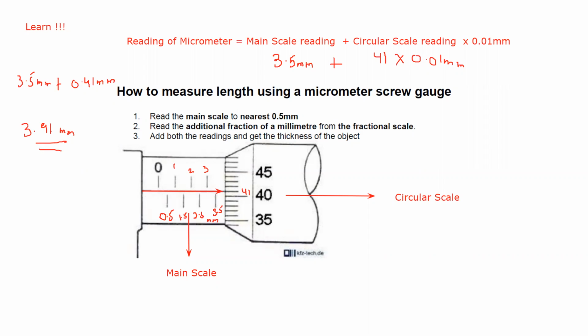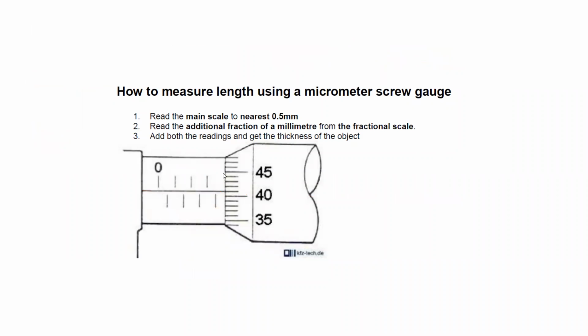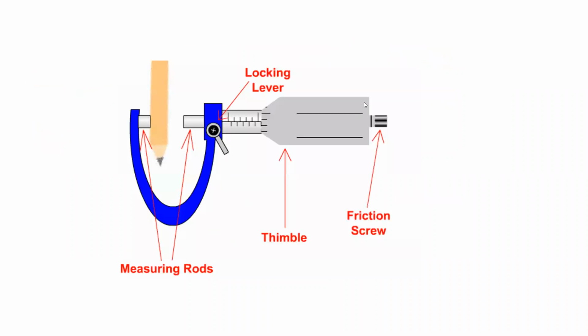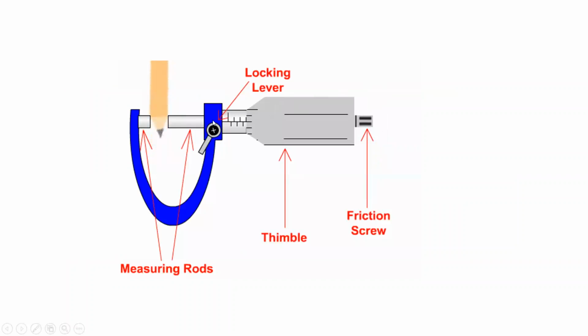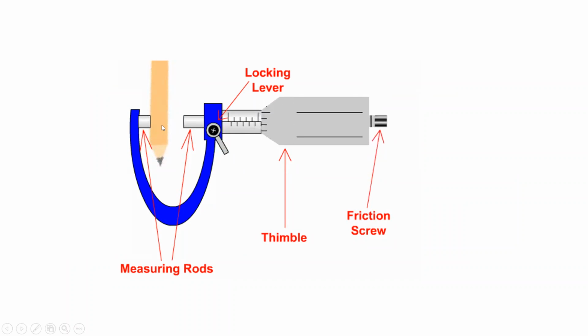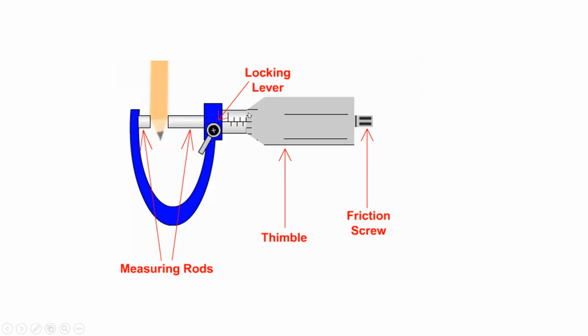Yes, Abdullah Sarfraz. Sir, if you are measuring two objects, will the circular scale always be the same? No, the circular scale might change depending on the object which you place. How will it change? As you can see here, this is the animated view of the micrometer. For example, if I want to measure the thickness of a pencil, I will close the jaws of the micrometer and I will read the main scale and I will read the circular scale.